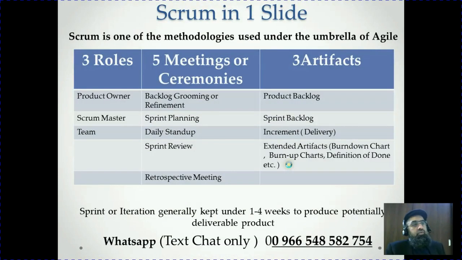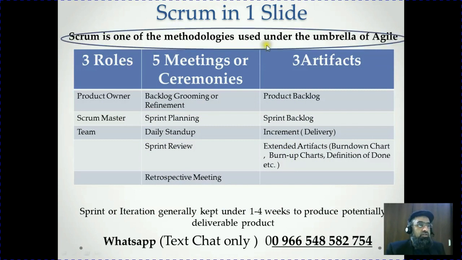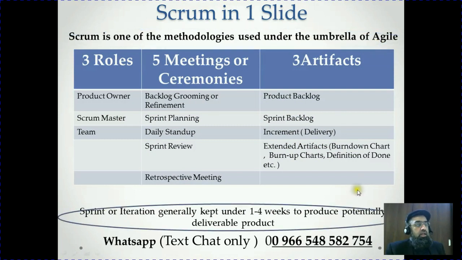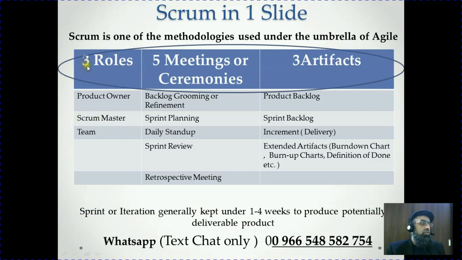In this single slide you will learn all the important terms of Scrum. First of all, Scrum is one of the methodologies used under the umbrella of Agile, and within Scrum there is one very important term which is called sprint. Sprint is like a mini release or mini project, generally kept 1 to 4 weeks. Mostly it is 2 week iterations. So a sprint is a release, or sometimes we can combine multiple sprints to release together also. And in that you have 3 roles, 3 types of team members, 5 types of meetings which are also called ceremonies, and 3 types of artifacts or outcomes.